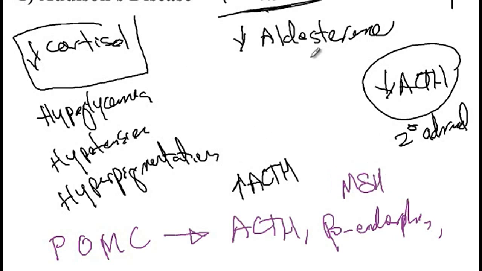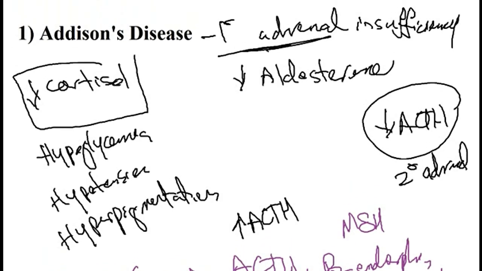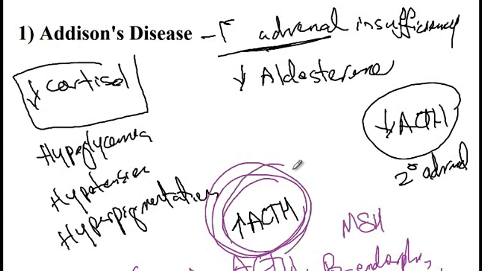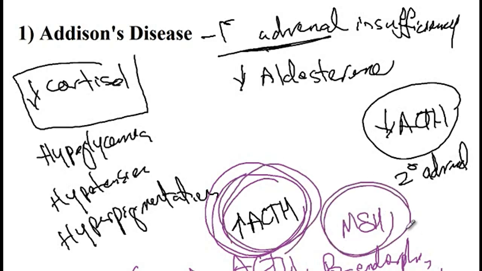hormone. So in these patients that have primary adrenal insufficiency, since there is not enough hormone production, there would be a positive feedback to increase ACTH. Once ACTH is produced, there would be also melanocyte stimulating hormone that is produced. So these patients will become hyperpigmented because of the increased production of MSH.